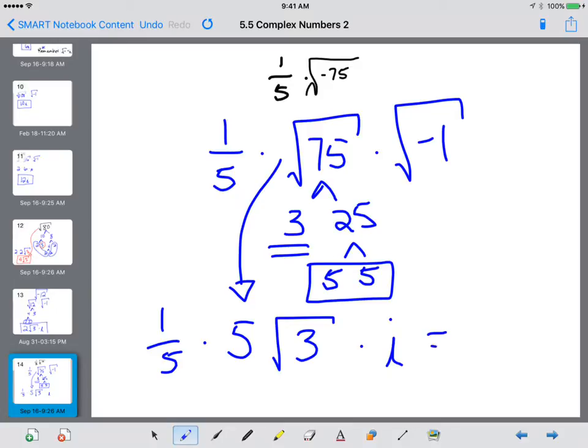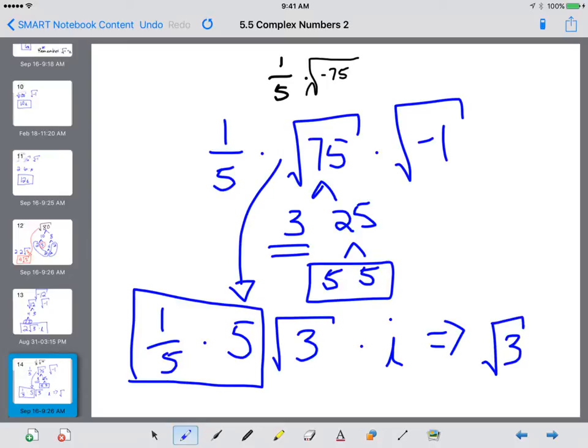Now the last thing we can do is multiply 1/5 times 5. That leaves us with just 1. 1/5 times 5 is 1. So my final answer is the square root of 3i.